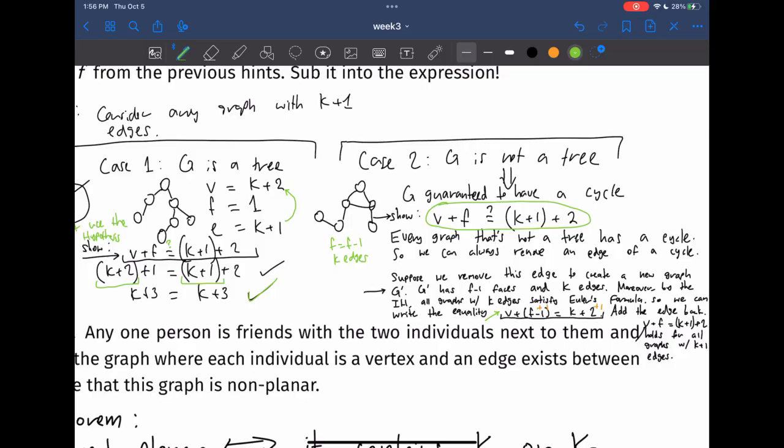So now we're going to get any possible graph with k plus 1 edges. And now the thing we wanted to show, v plus f is equal to k plus 1 plus 2, that equality holds for all graphs because we can just add 1 to both sides of the equation that we got from the inductive hypothesis. So there we go. The claim is proven.